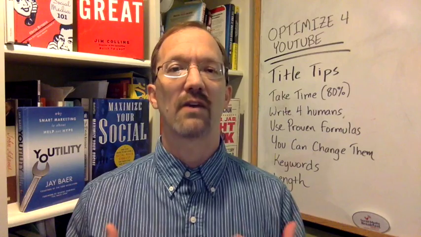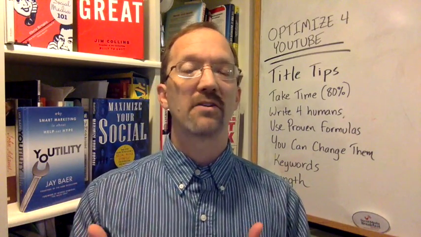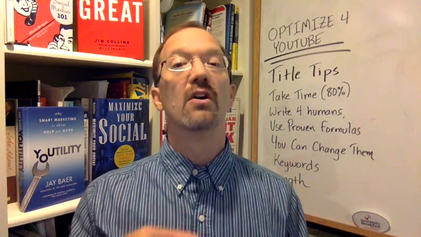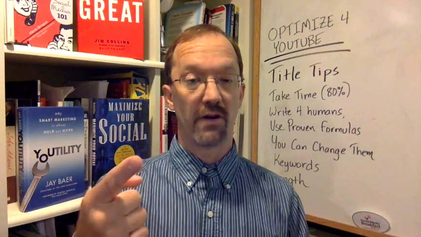Next thing is you want to write for humans. So think about the words that your key audiences are searching. Think about what matters to them, how they phrase things. Don't use jargon that is a part of your language. Use words and descriptions that are part of their language.